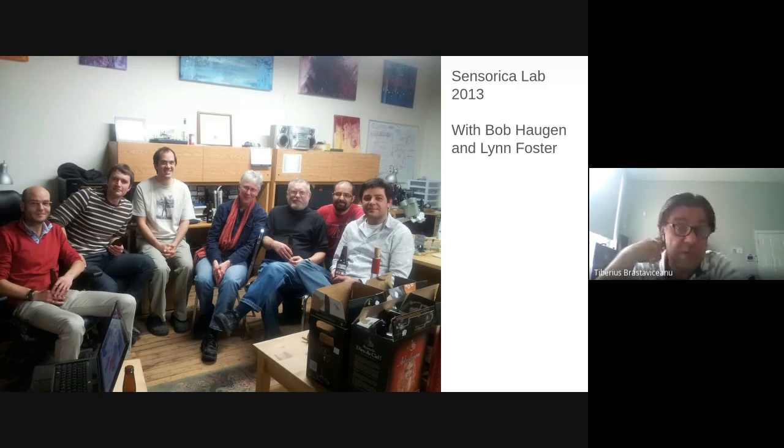Just some historical pictures. This is a picture from the Sensorica lab, probably around 2016, when the lab was at its peak in terms of size, and that's a nice historical picture. You can see Bob Hogan and Lynn Foster, who are behind value flows, and you'll see value flows a little later. That was 2013.